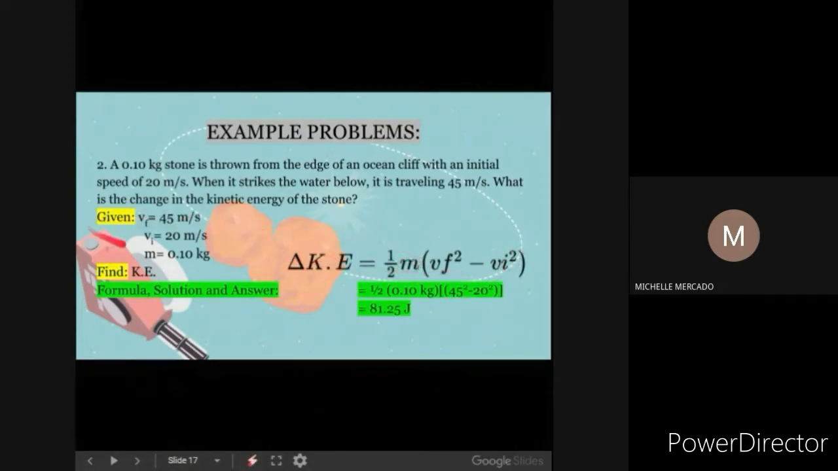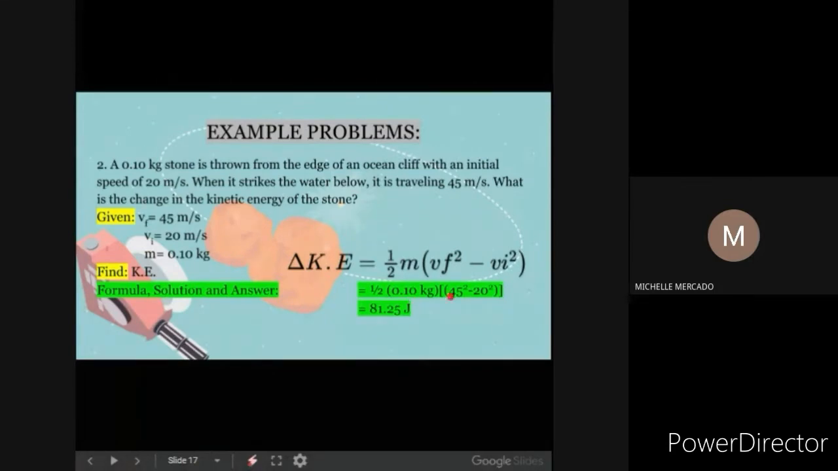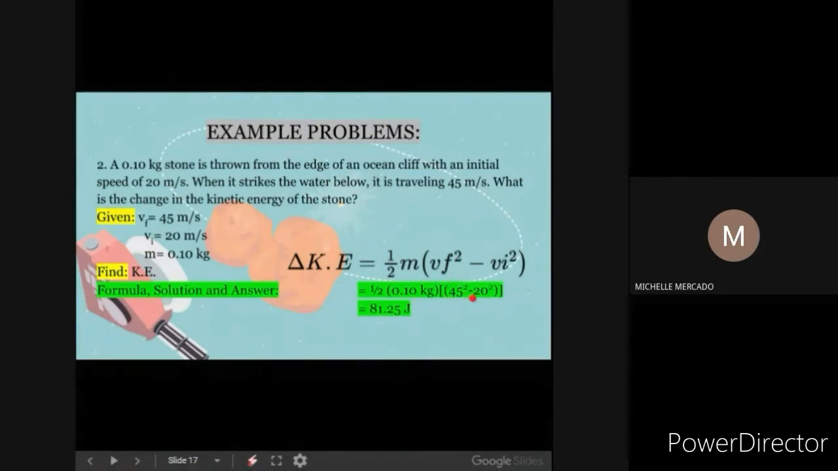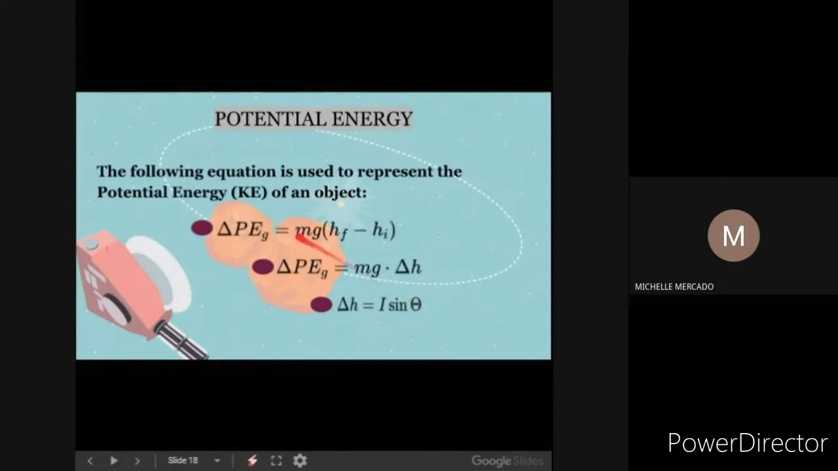Again, by looking at the given, ano po yung given mass natin? So the given mass is 0.10 kilogram. Okay, cross and open parenthesis, the final velocity natin is 45 meter per second squared. So 45 meter per second squared minus 20 meter per second squared. The answer will be 81.25 joules. Again, 1 half multiplied by 0.10 kilogram multiplied by 45 meter per second squared minus 20 meter per second squared. Again, the answer is 81.25 joules.